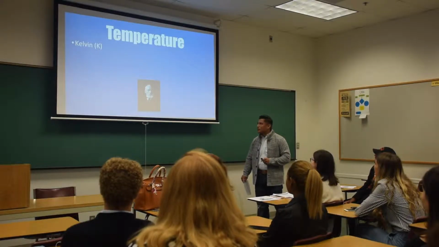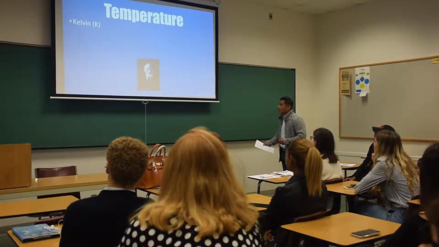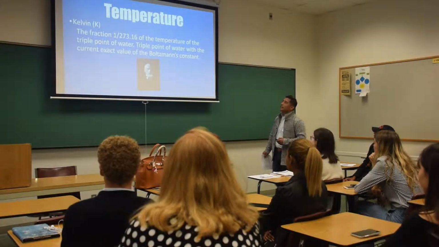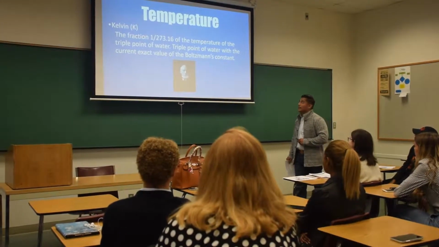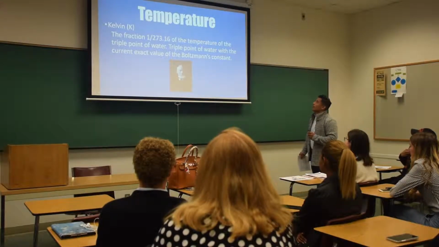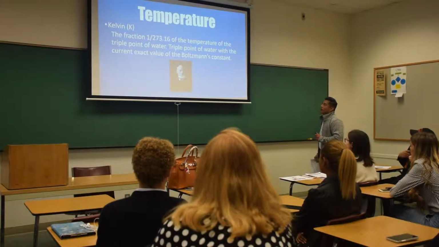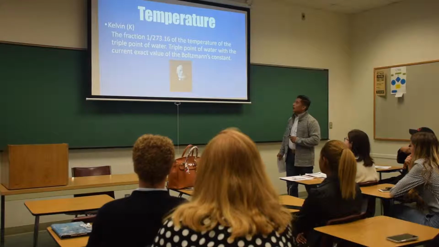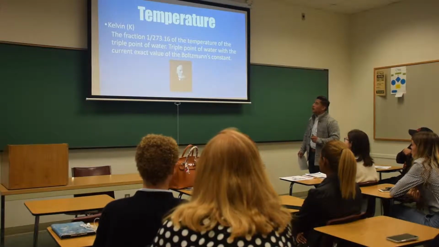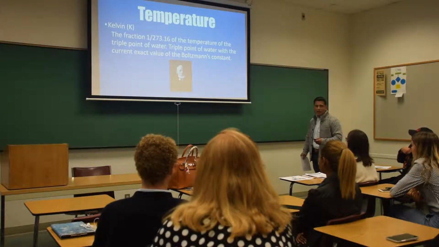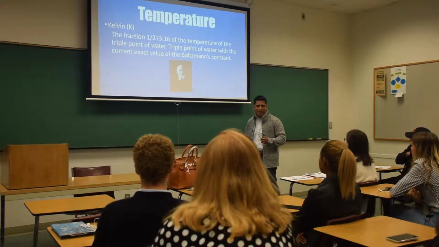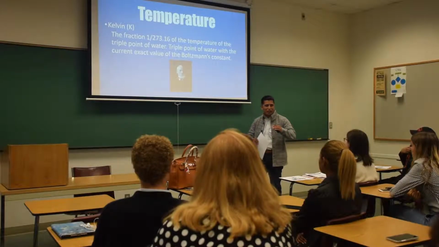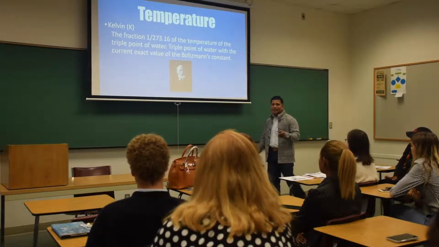Okay, temperature is recorded in kelvins. So the fraction of 1 divided by 273.16 of the temperature of the triple point of water, within the current exact value of the Boltzmann constant. And the triple point of water is, water has 3 different states. You have gas, liquid, solid. And so at a certain pressure, you'll have all 3 states of matter.